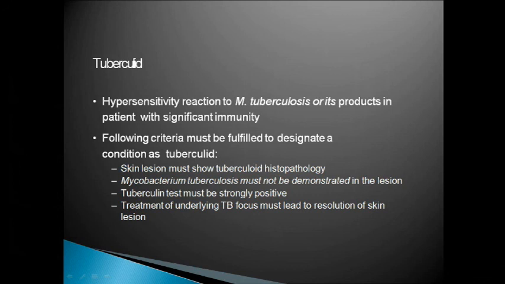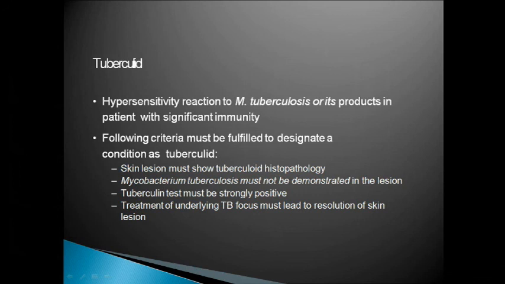So somewhat similar to Koch's hypothesis, which requires the bacilli; here you should have the tuberculosis histopathology. Mycobacterium tuberculosis should not be present. It is not a direct infection, it is a hypersensitivity reaction, so there should not be any mycobacteria. Because it is a hypersensitivity reaction, the tuberculin test must be positive, because the tuberculin test itself is a hypersensitivity reaction. And last but not least, treatment of any underlying TB will treat this tuberculid also, not directly, but because the bacterial load will go down, so the hypersensitivity reaction will go down.